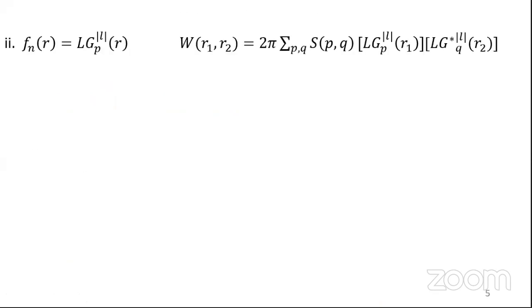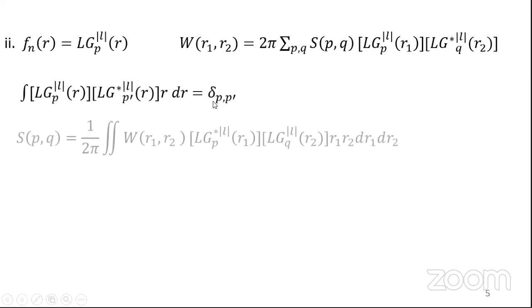Similarly, here we are taking F_n(R) as the Laguerre mode that I have introduced in the very first slide. For that, if various Laguerre modes are added with the same azimuthal mode index l, but different p indices, p and q, and with different weightages, then we get the radial cross-spectral density with this kind of a representation. And for that, again, using the orthonormality relation of Laguerre p modes, we get S(p, q) of this form.